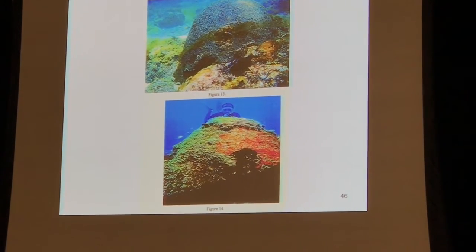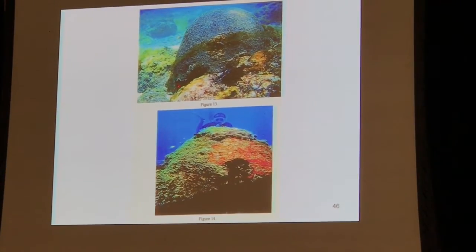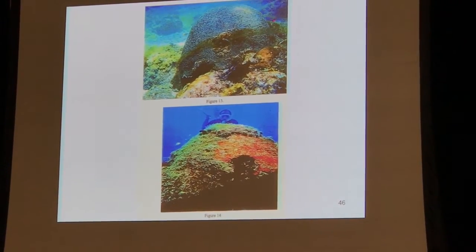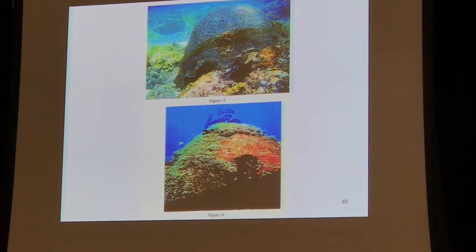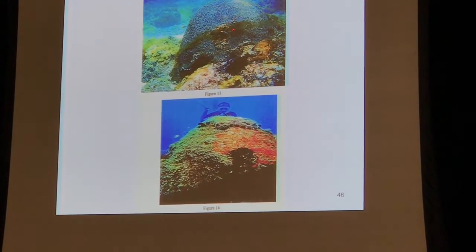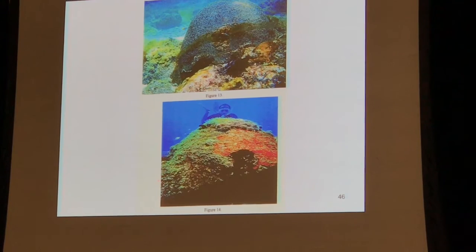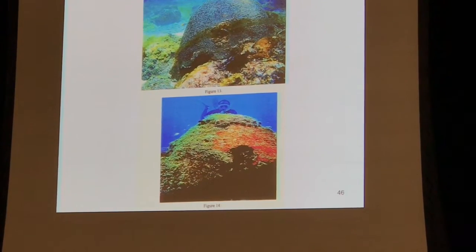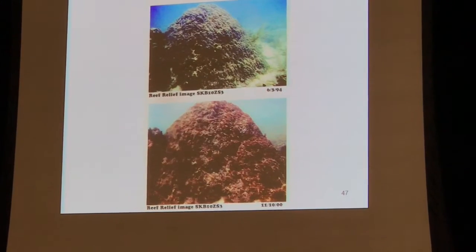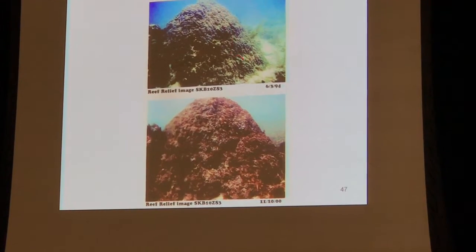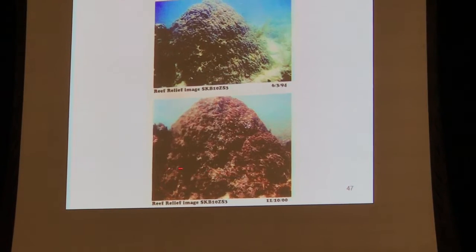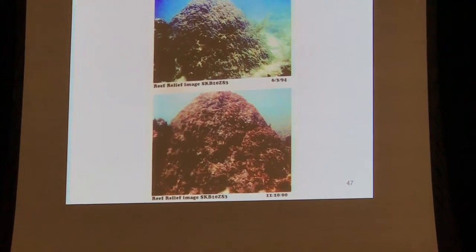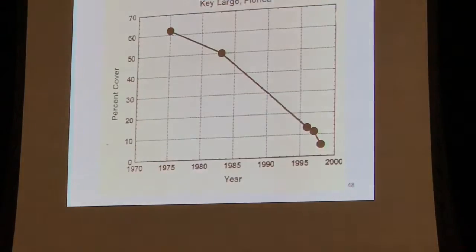And indeed, here's some pictures. Here's a large coral head down in the Keys, hundreds of years old, been growing perfectly fine for hundreds of years. This picture is taken like in the 80s or something. And then 10 years later, come back completely dead, overgrown with algae. Here's another one, coral head 1994, doing just fine for hundreds of years. Come back 6 years later, completely dead, completely overgrown with algae.